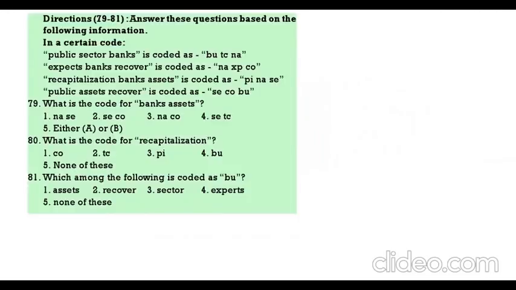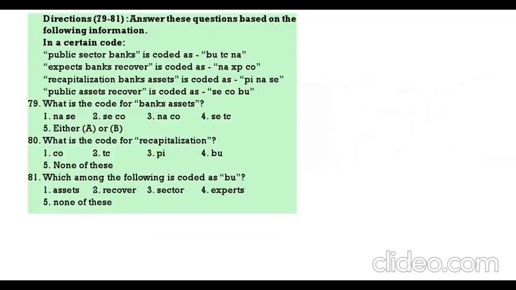79 to 81. Answer the questions based on the following information. This is called coding-decoding. We have to find the code for each and every word, then answer the question. Public sector banks is written as BUTCNA. Banks expects recover is written as NAXPCO. Recapitalization bank assets is written as PINASC. Public assets recover is written as SCCOBU.